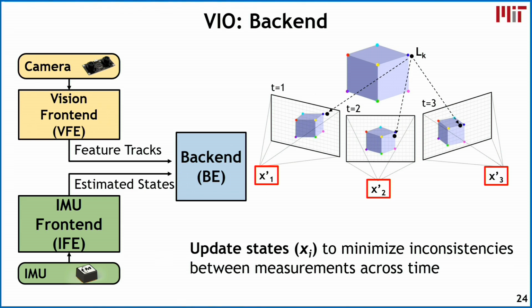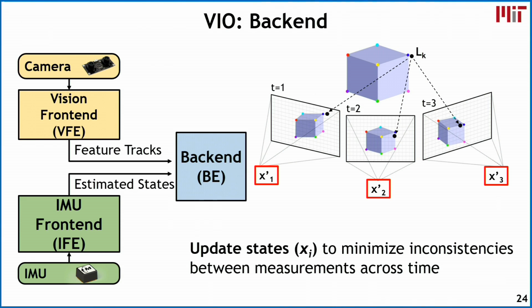The second thing that we want to do on the back end is to update the state by minimizing the inconsistencies between the different measurements over time. So can you imagine in the visual data, as you look at an object from different perspectives, there might be some misalignment in terms of the data. So you want to optimize and reduce these inconsistencies.